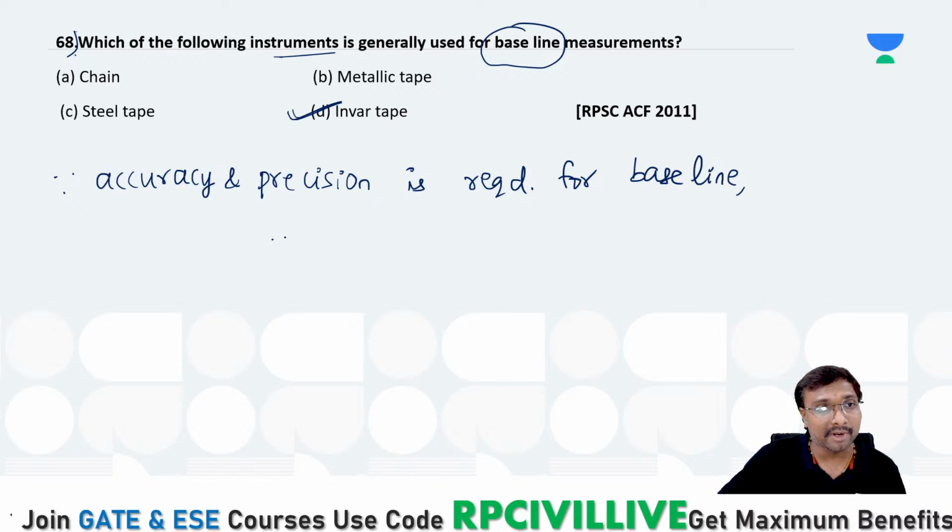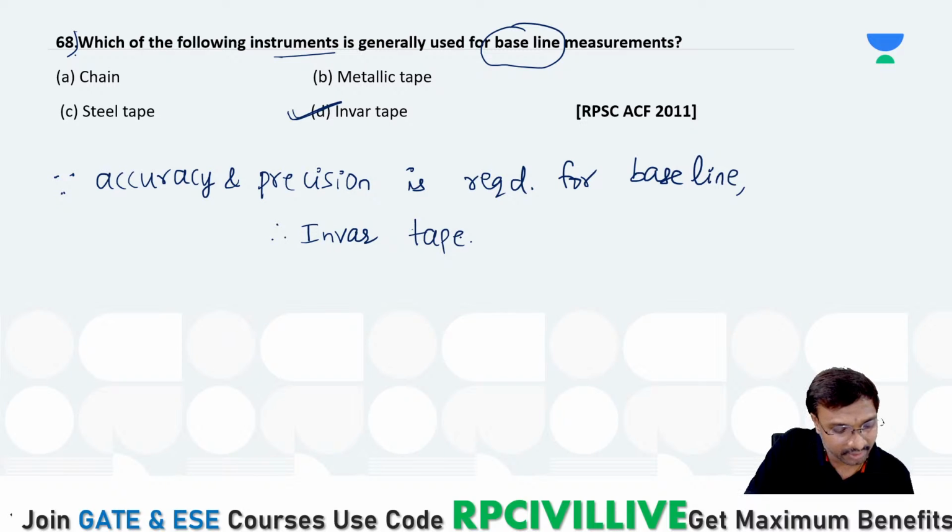So therefore, invar tape is used. Low coefficient of thermal expansion and a lesser effect by others, good quality and less extension and contraction. Less thermal effects must be there, it should give correct results. Invar tape we are using, all of you. Now I'll be moving on to the next question.